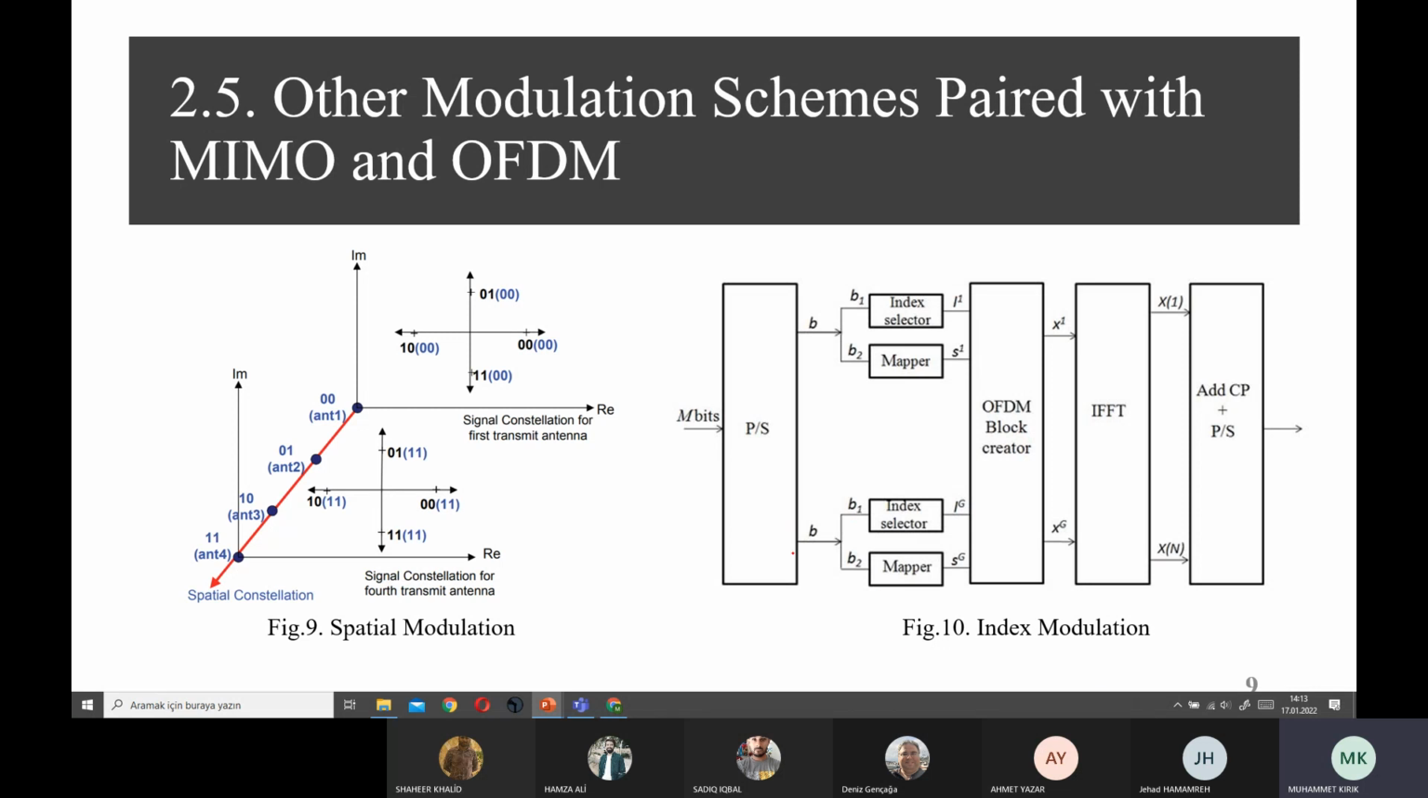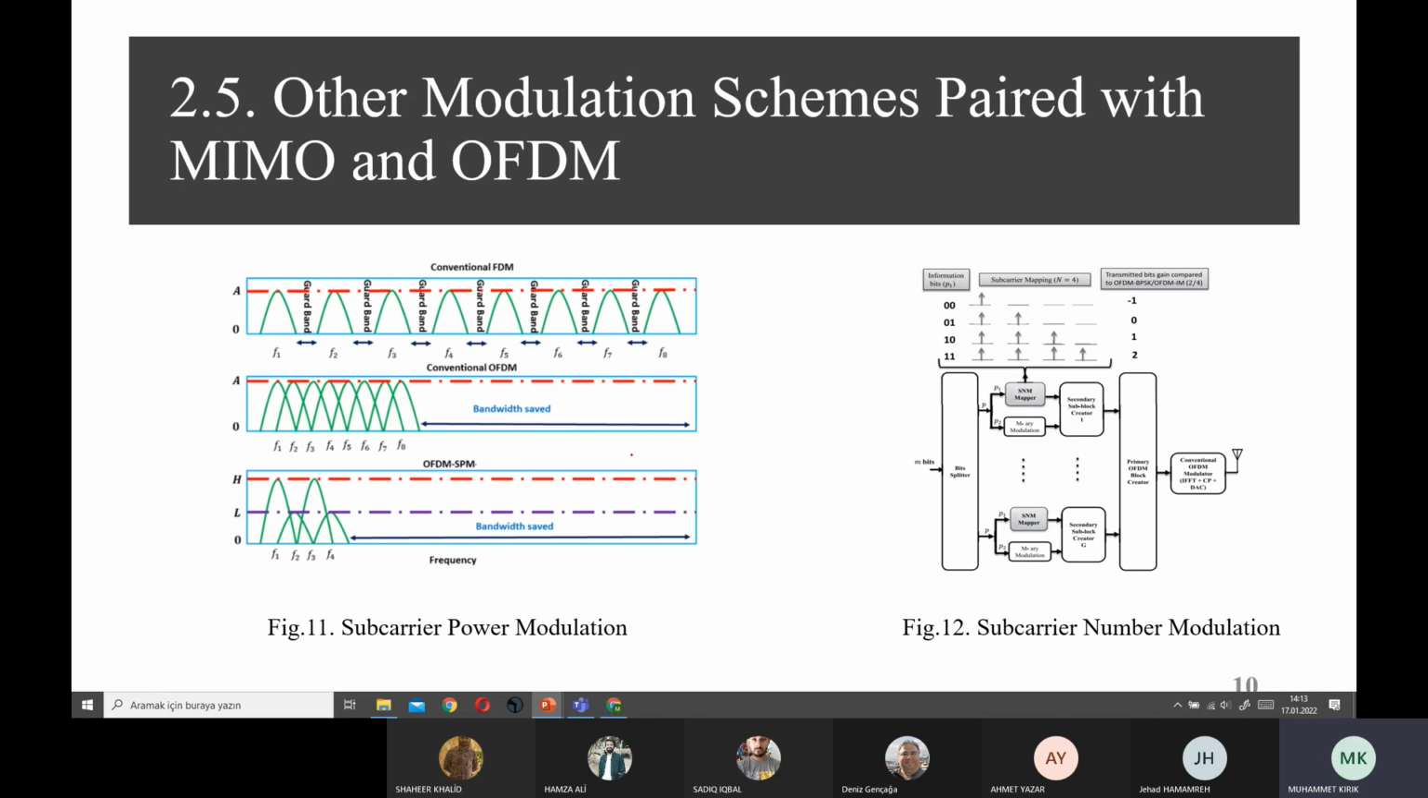So for example, in the figure 10, we have the index modulation. We are pairing this index modulation with the MIMO systems, and what we are doing here is basically creating a third dimension to transmit more data bits. And this third dimension, in addition to the time and frequency, is the indices of the active subcarriers in the system. So by doing that, we are transmitting more data bits, and we are improving our bit error rate performance in our system.